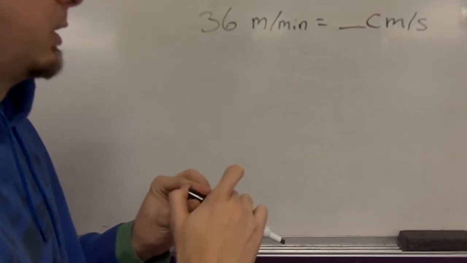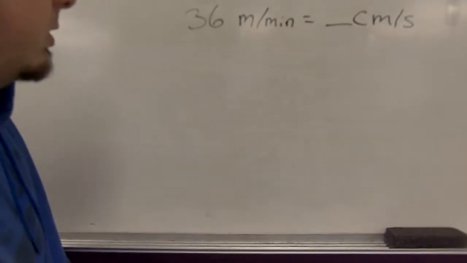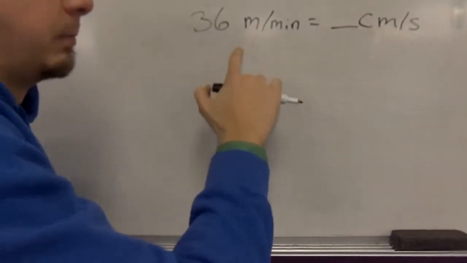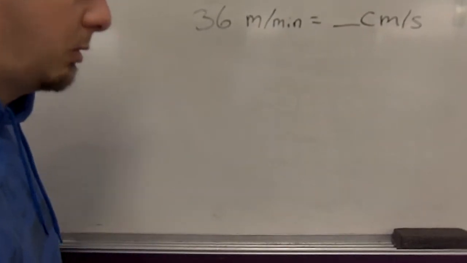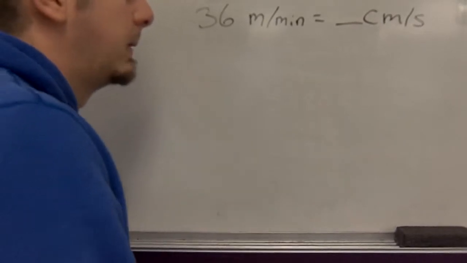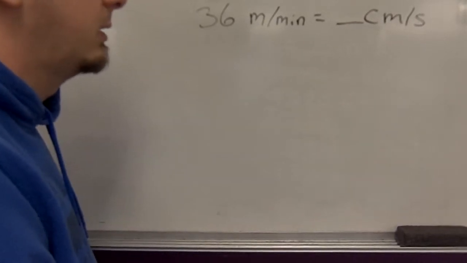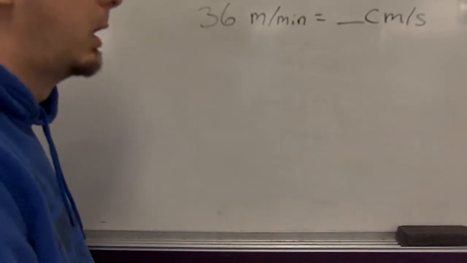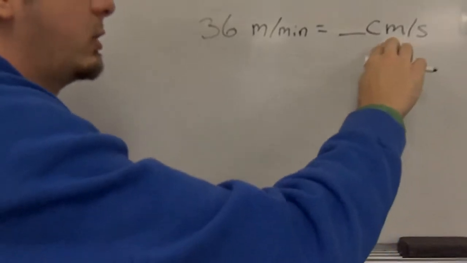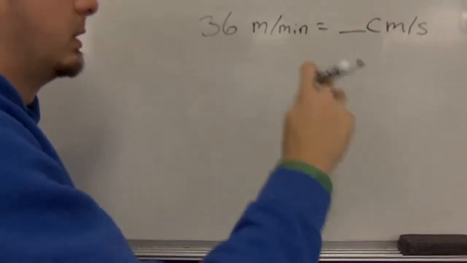So the first thing I'm going to do is convert my meters into centimeters. And in order to do that, I need to know how many centimeters there are in 1 meter. Okay? And if you don't know that, then you can Google it or ask me for help. Googling it, you just write in centimeters per meter and it'll pop right up. So I happen to know there are 100 centimeters in a meter.